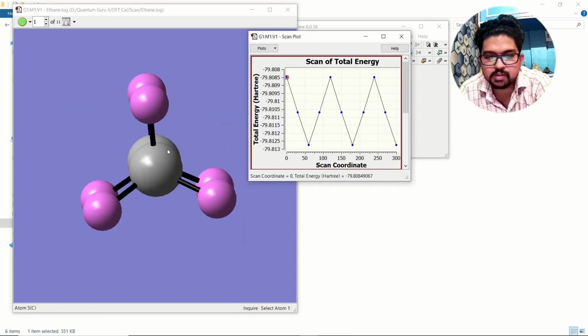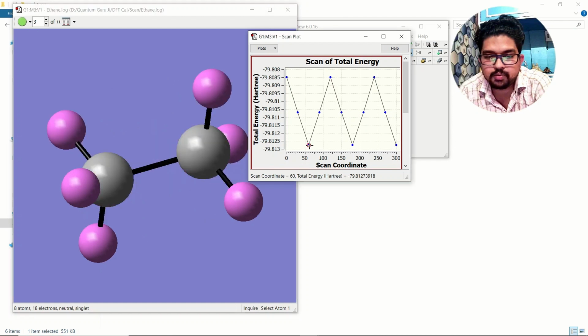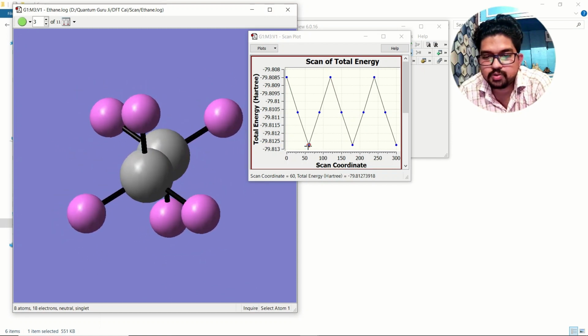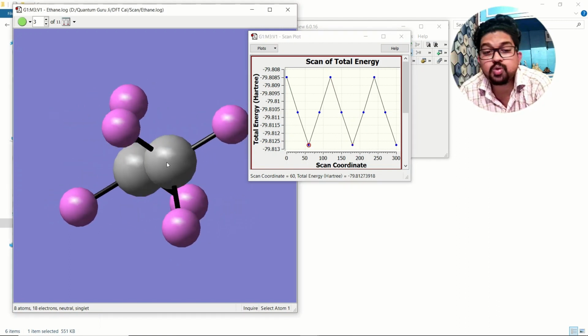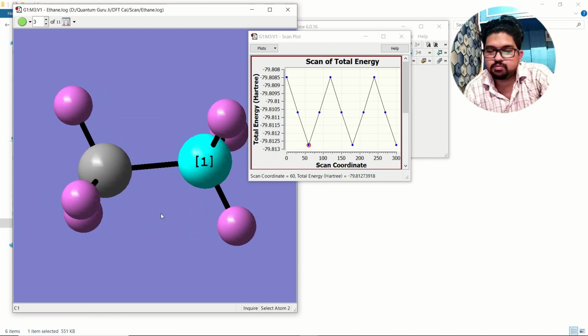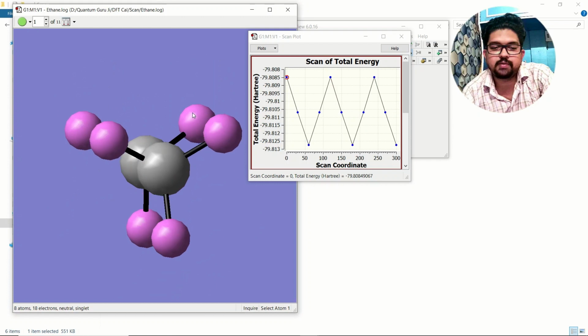This is your input here, the eclipsed form, and here this is the rotation. You got this 30-degree rotation, and again, at 180 degrees you got the staggered form. So this is your minima. In this scan calculation, whatever you see at the bottom are your minima. Minima means the minimized structure, the minimized energy structure, or the most stable structure. In ethane the staggered form is most stable. I have done a dihedral scan calculation here, and what we see is that the staggered is most stable, and this is your eclipsed one, which is the less stable structure.